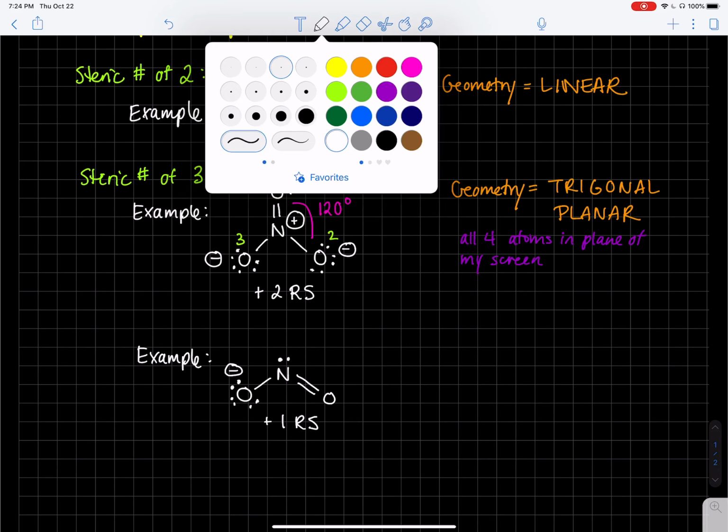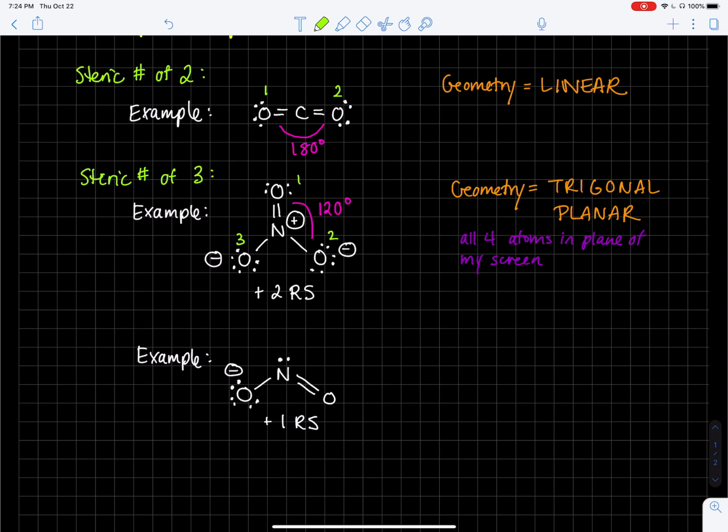This also has a steric number of 3 because steric number is atoms and lone pairs. So here's a lone pair. That's 1, 2, 3. It has 3 things around it, so it's a steric number of 3. So because it has a steric number of 3, it still has a trigonal planar geometry.